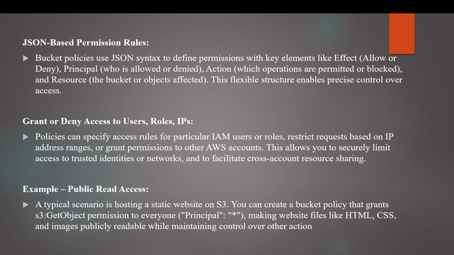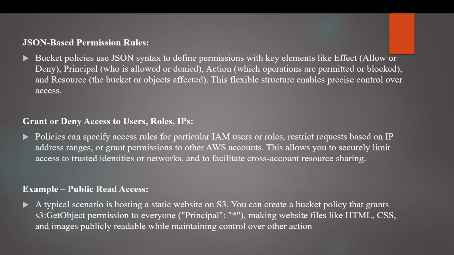JSON-based permission rules. Bucket policies use JSON syntax to define permissions with key elements like effect, allow or deny; principal, who is allowed or denied; actions, which operations are permitted or blocked; and resources, the bucket or object affected. These flexible structures enable precise control over access.